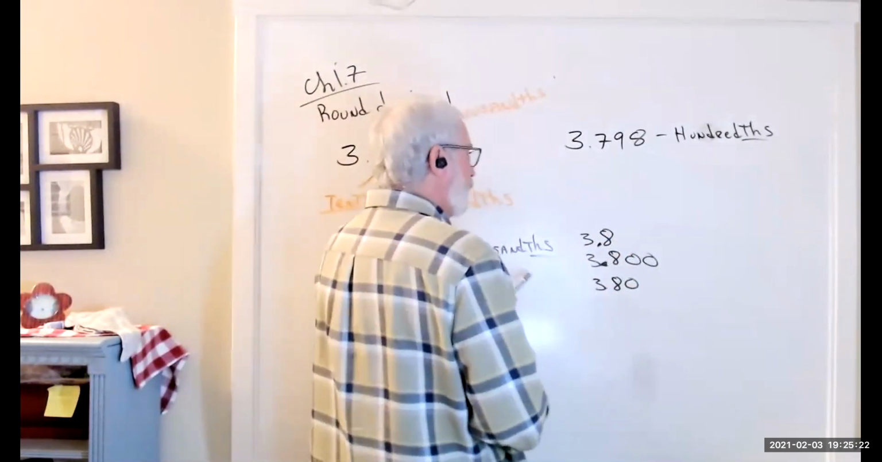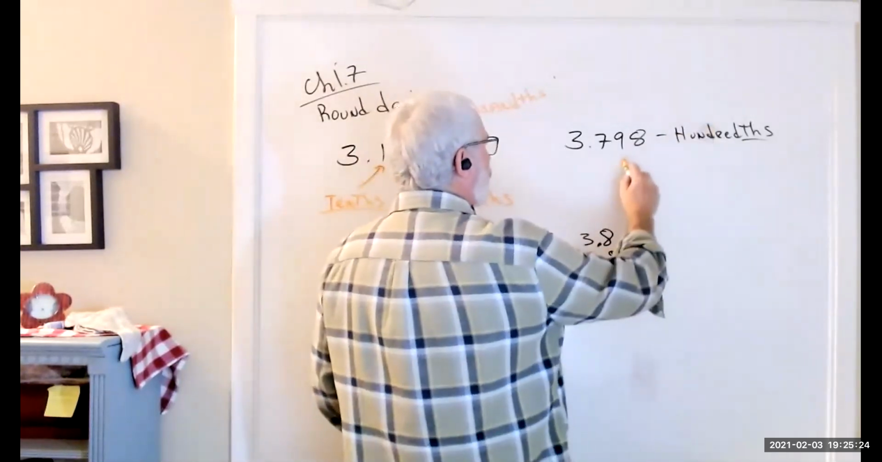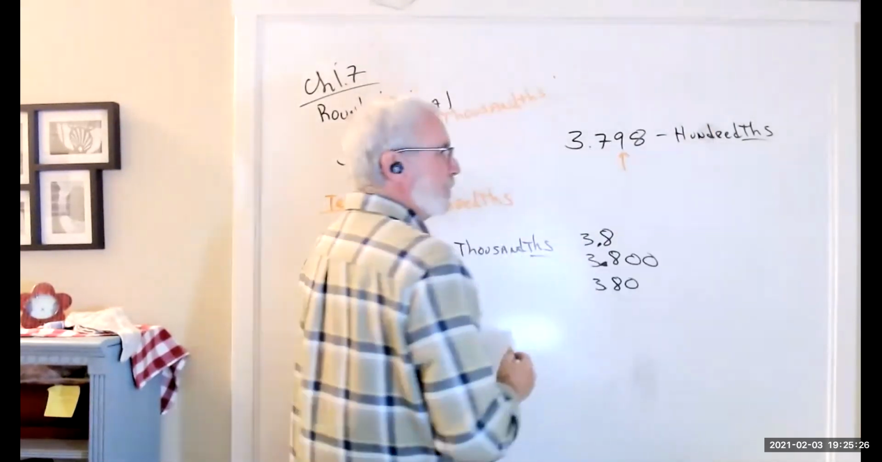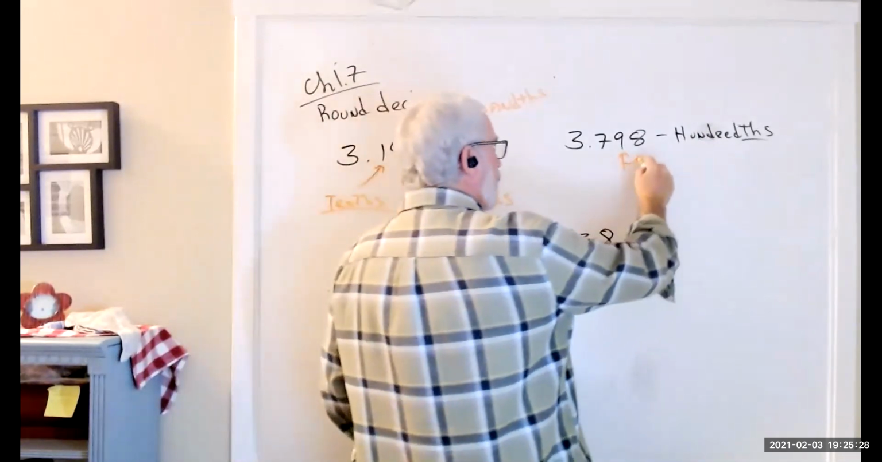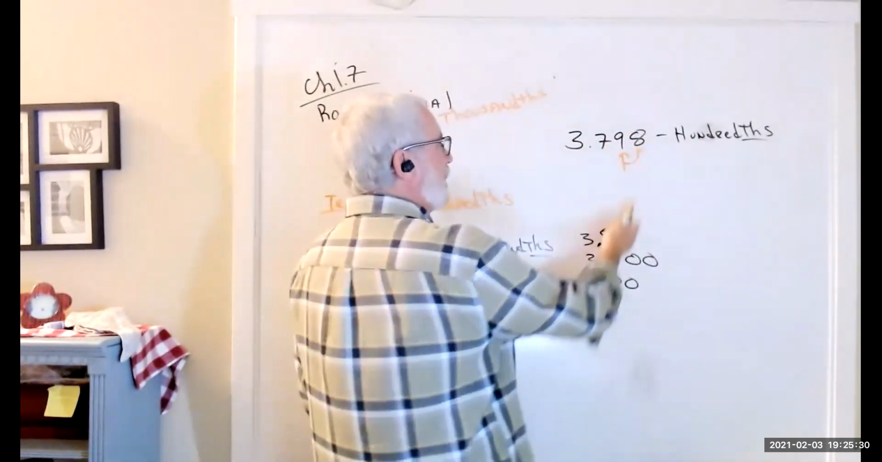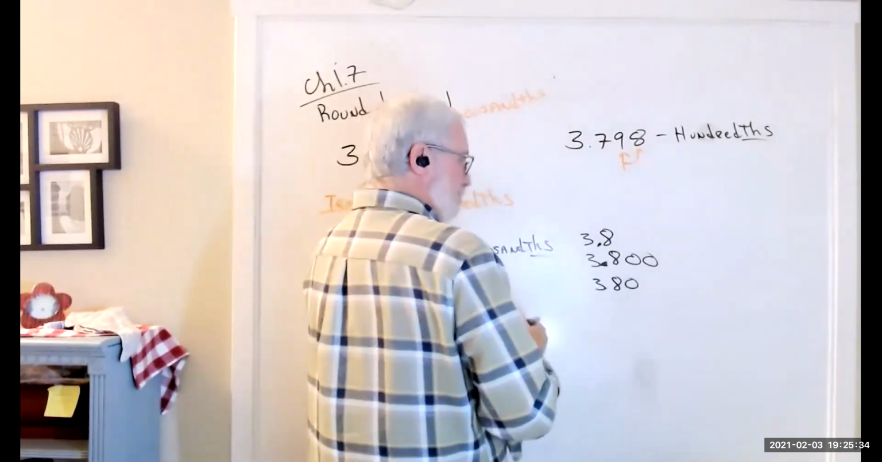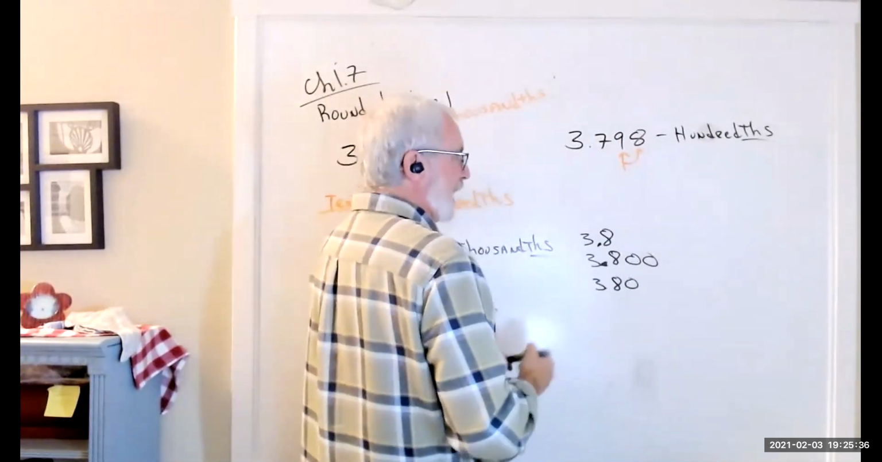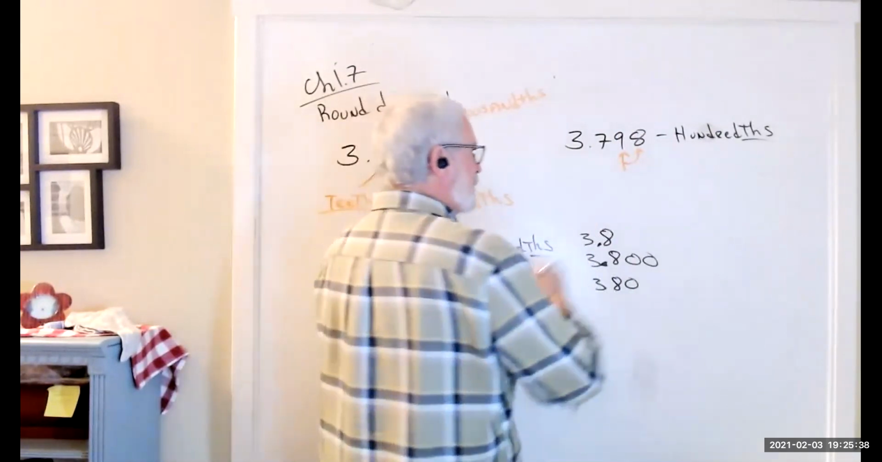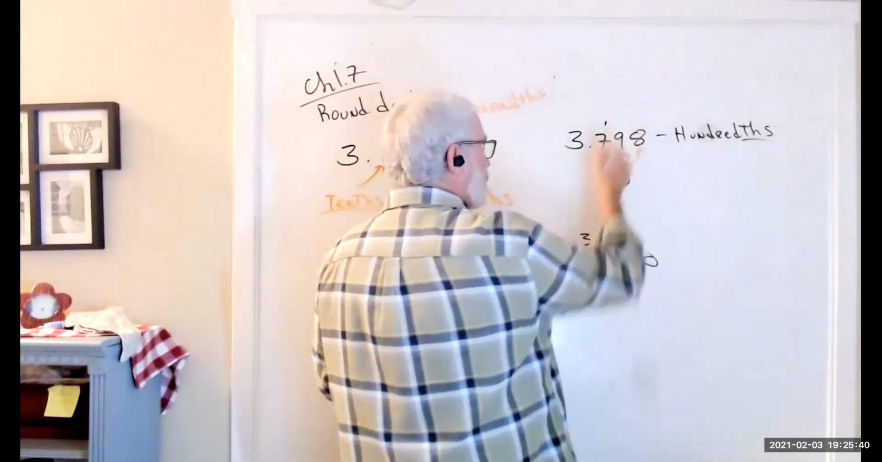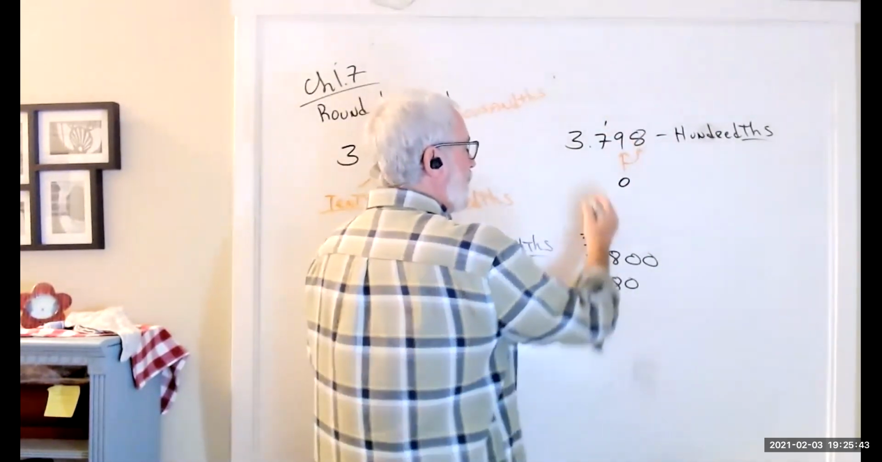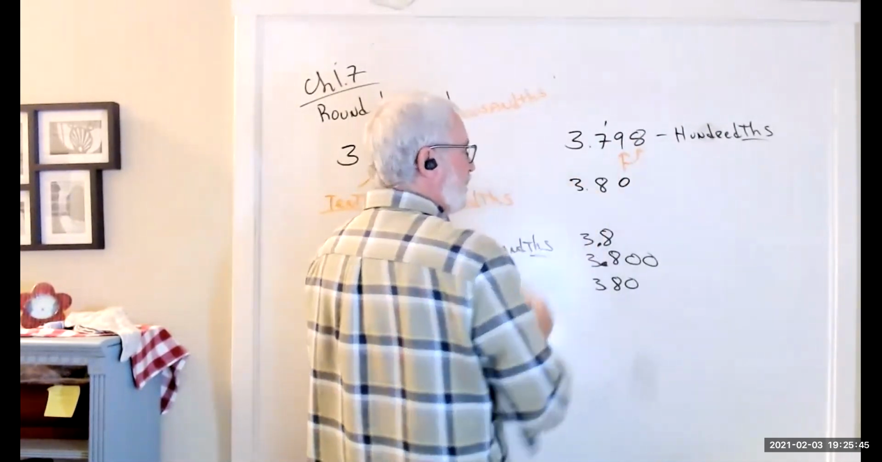Okay, one of those is correct. Round to the hundredths. That one's in the hundredths place. So we look to the right. Is the 8 big enough to kick that up? Yeah. But what's the only place the 9 can kick up to? A 10. So put down a 0, carry the 1, and we get 3.8.